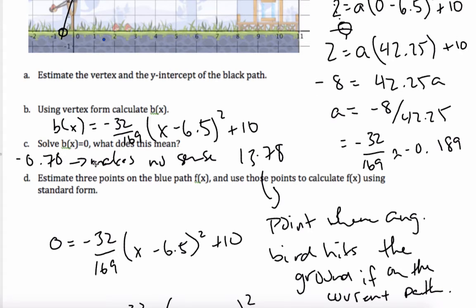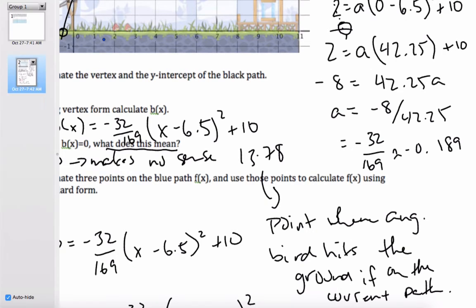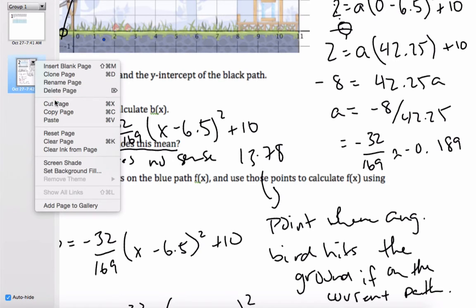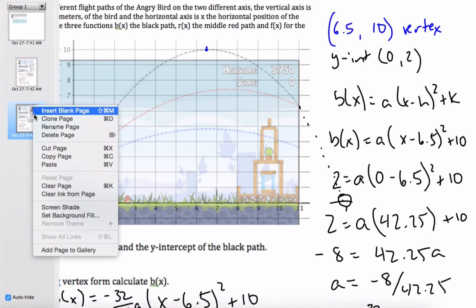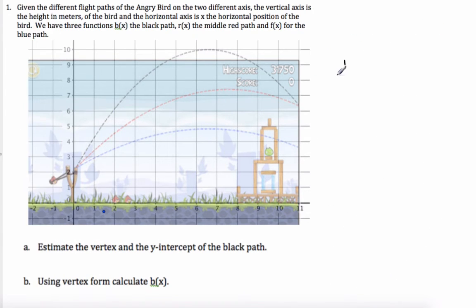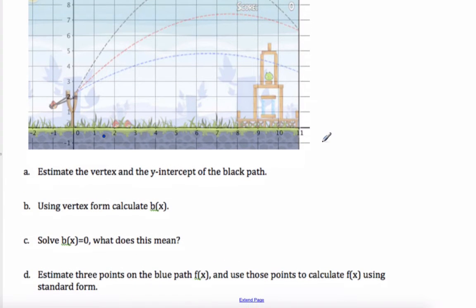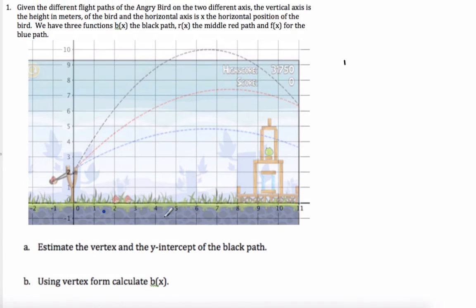All right, so make sure you understand what all these values are that you're finding. Then the final one, and let's make a copy of this page. Let's clone the page, and I'm going to clear the ink. Okay, so now the last part says, estimate 3 points on the blue path and use those points to find the function in standard form.